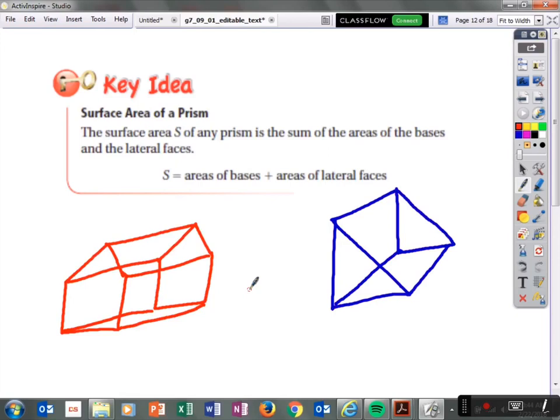Stop. If it's not yours, don't touch it. Ridiculous to have to tell 7th graders that.